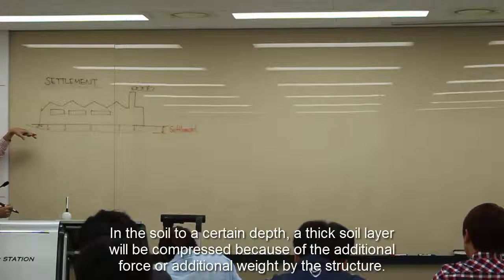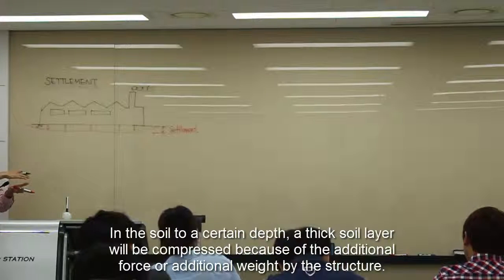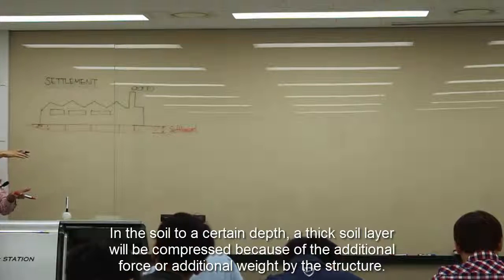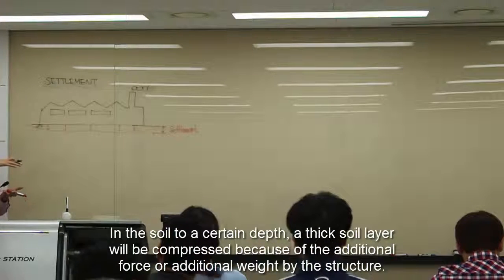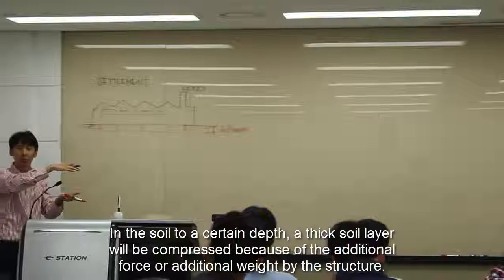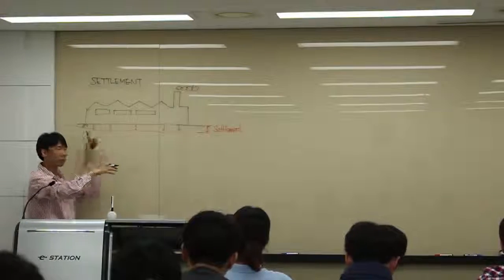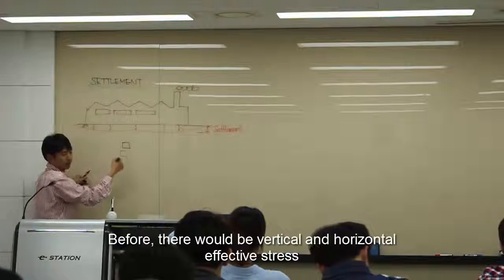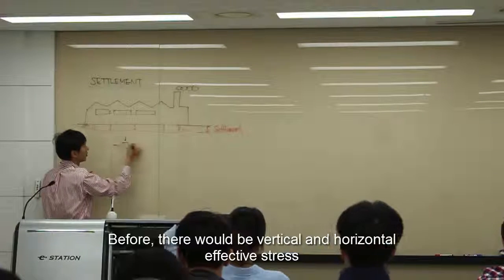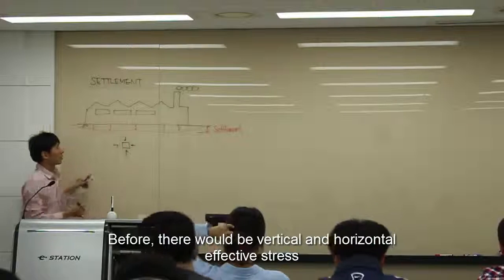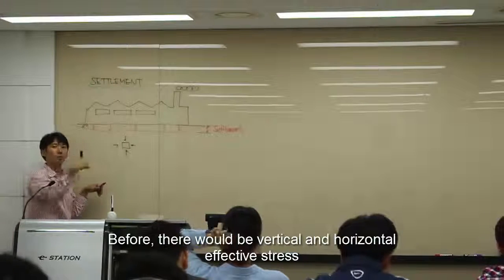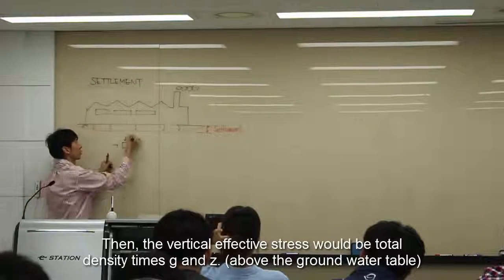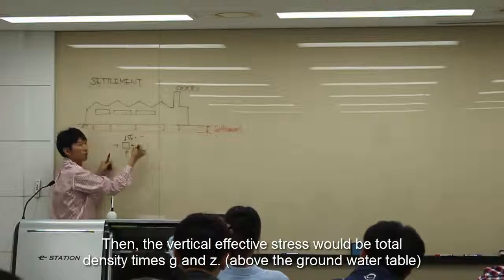So you can think that the soil, to a certain depth, or a thick soil layer, is getting compressed because of the additional force or the additional weight of this structure. So when you look at the soil mass here, before, there will be an effective stress, the vertical and the horizontal effective stress. So let's assume there is no structure. Then the vertical effective stress will be what?